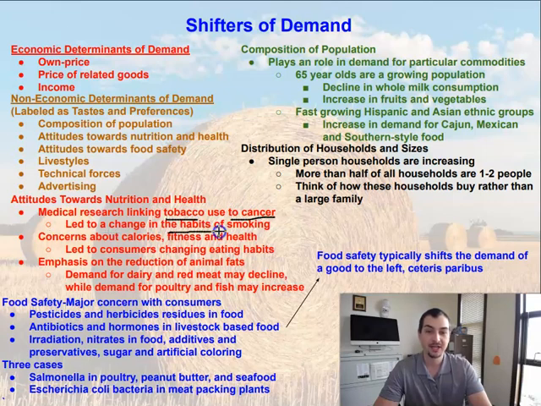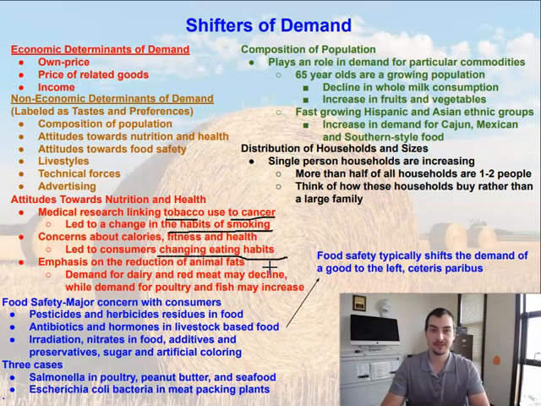It leads to a change in habits of smoking. Concerns about calories now, fitness, and health has actually led consumers to change eating habits. They're eating less calorie foods, and now we're actually seeing restaurants putting calorie counters on their menus. That was brought on by a demand from the consumers to be more nutritious, more health conscious.